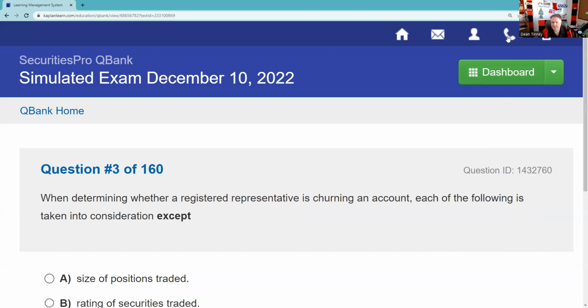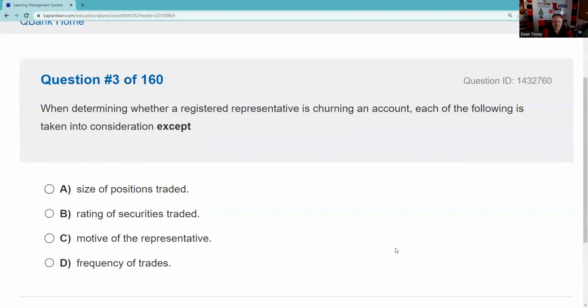Question 3. When determining whether a registered rep or representative is churning an account, each of the following is taken into consideration except. The Supreme Court said they don't have a definition about pornography, and it's kind of like the definition of churning. It's trades that are excessive in size and frequency. We just know it when we see it, as they said about the definition of pornography.